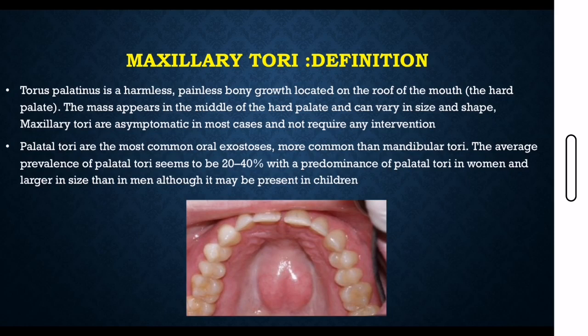Maxillary tori definition. Torus palatinus is a harmless, painless bony growth located on the roof of the mouth, the hard palate. The mass appears in the midline of the hard palate and can vary in size and shape. Maxillary tori are asymptomatic in most cases and do not require any intervention.